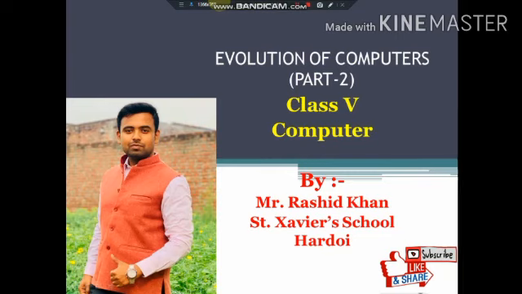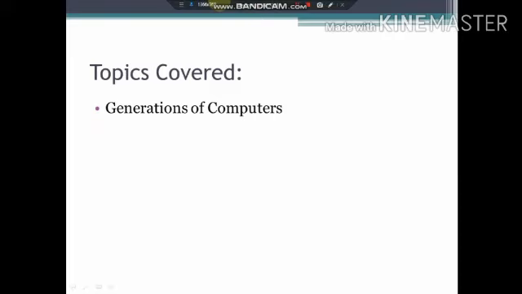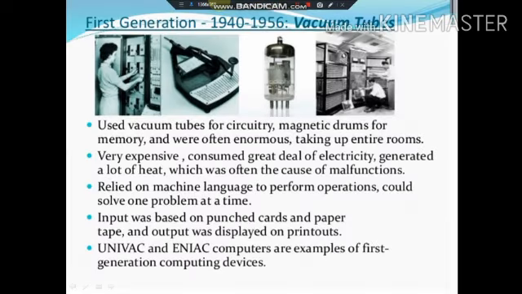In part 1 of this chapter, we dealt with early calculating devices which included Napier's machine and abacus. We also dealt with modern age computing devices which included Charles Babbage machines. In this chapter, we are going to learn about generations of computer, that is how computers evolved from the 1940s till the present time. So let us begin. First generation, the period from 1940 till 1956 is considered as the first generation of computers.